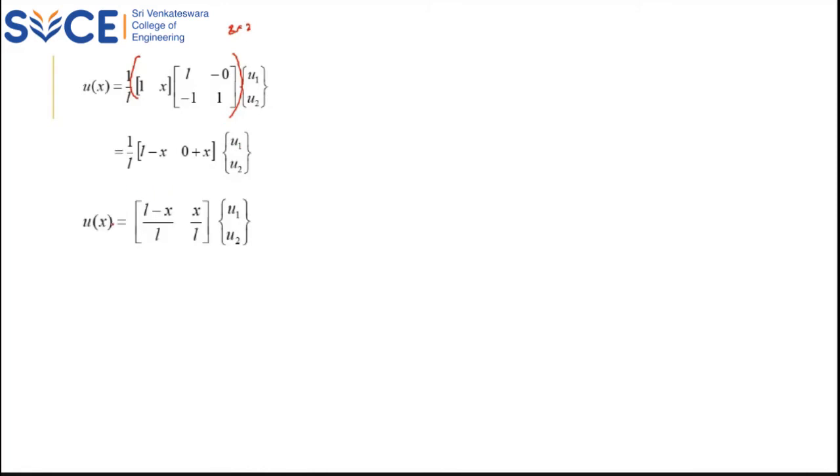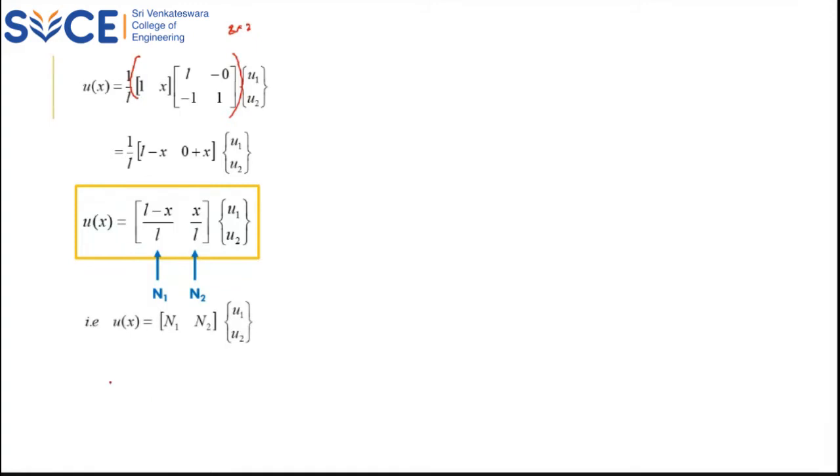So multiplying it, I am getting [(L minus X) divided by L, X by L]. Okay, so this is my U of X. I write (L minus X) by L as N1, and this one I will consider as N2. So which means I can write it like this: your U of X is nothing but [N1, N2] [U1, U2].